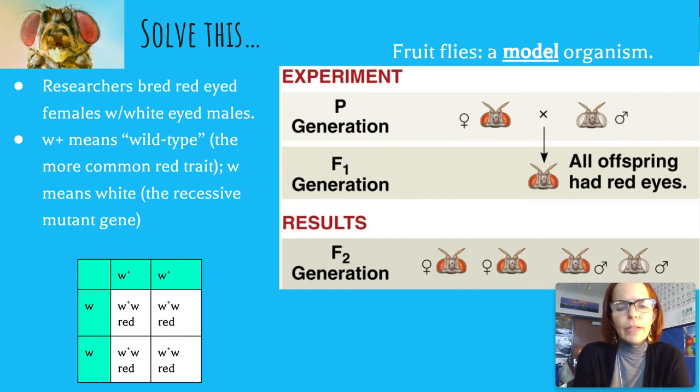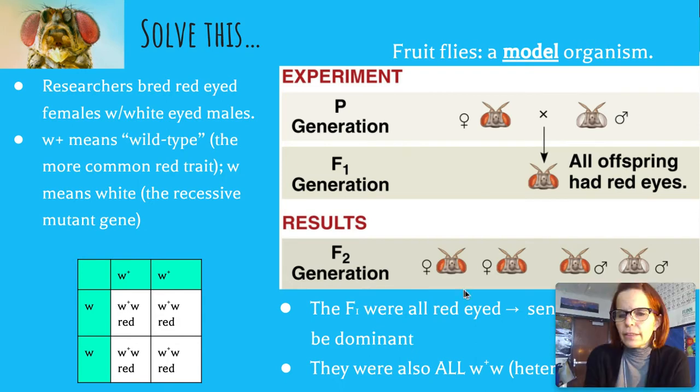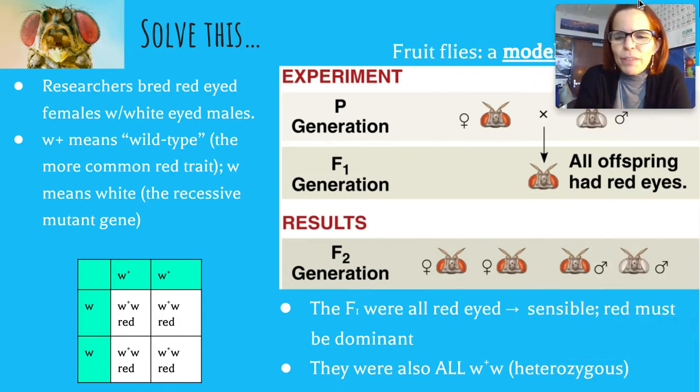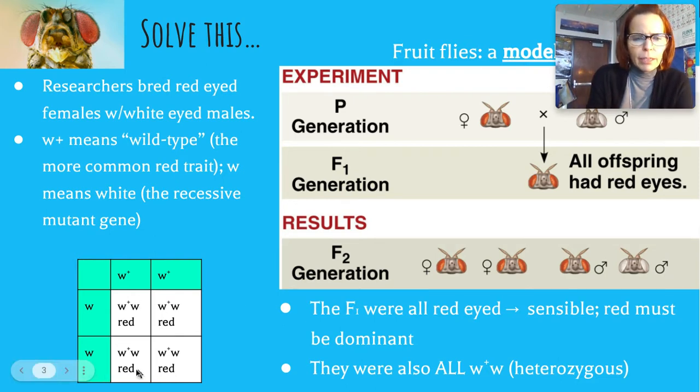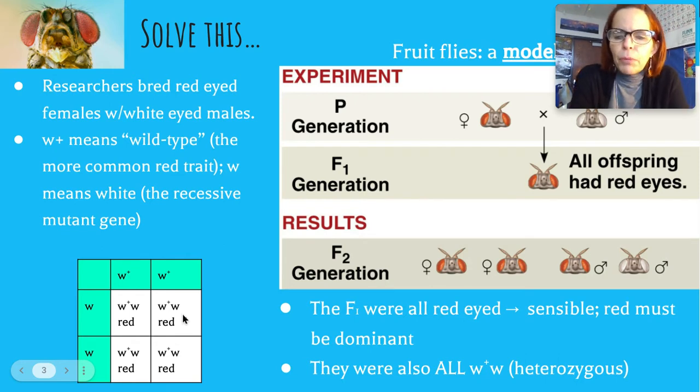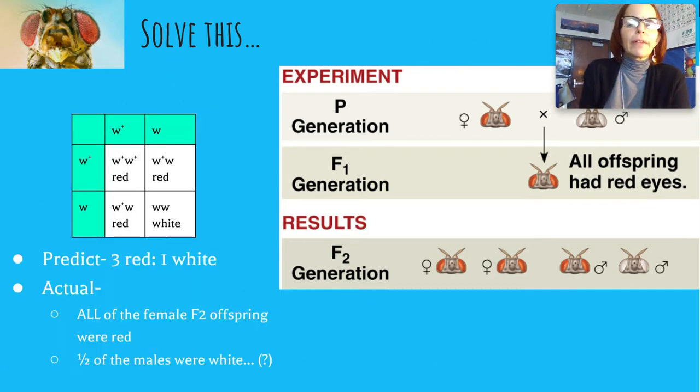So he crossed the original parental generation. That's what the Punnett square is down at the bottom, the green one. The original parents, the females were homozygous dominant and the males were homozygous recessive. And he crossed them, and unsurprisingly, all of the offspring had red eyes, just the way we expected. The F1 were all red-eyed. It's sensible because red is dominant, and so we see that in the Punnett square here. All of them were red. They were also all W plus and W, so all of them were heterozygous. And it's exactly the way Mendel expected it, and it's exactly the way you do a regular Punnett square.